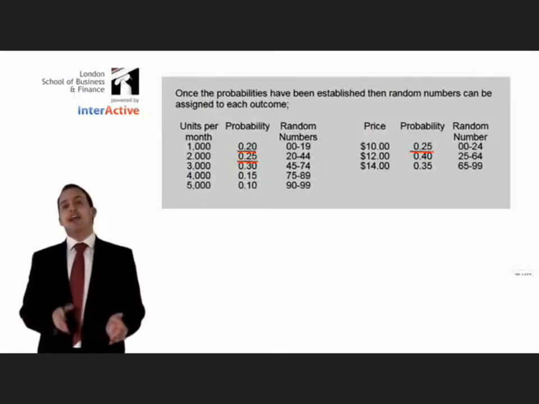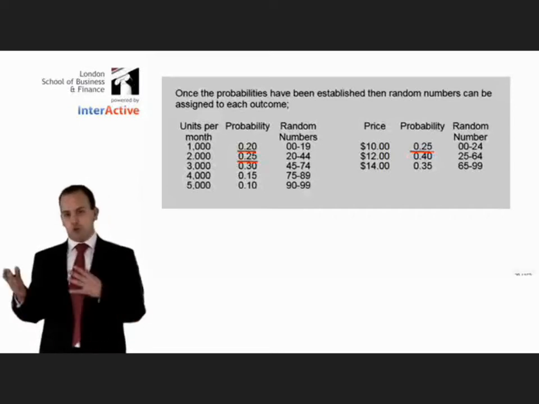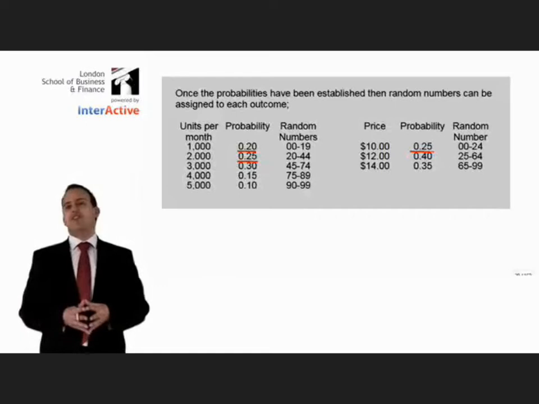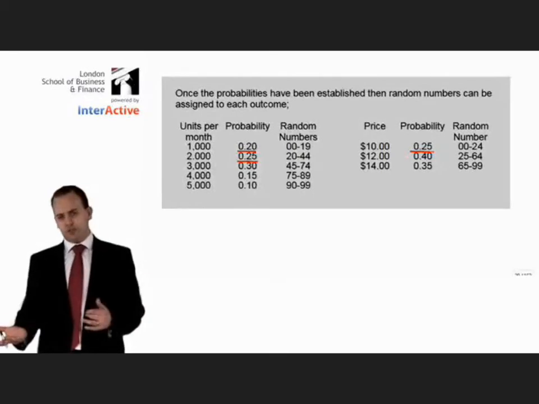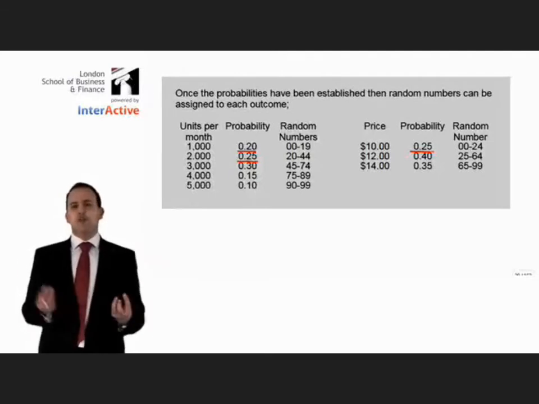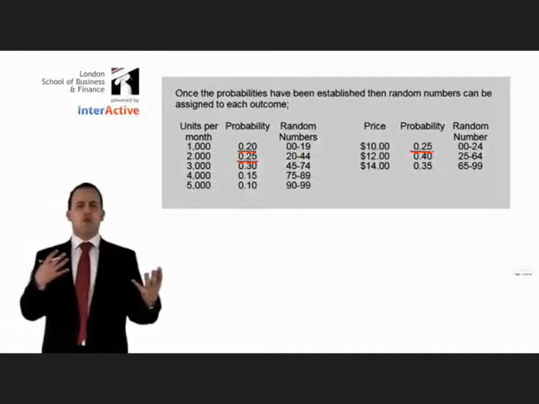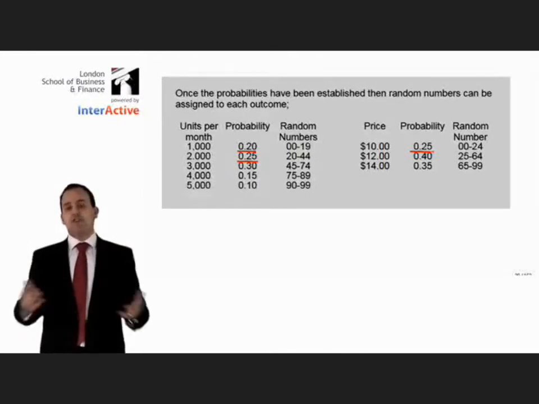So we're going to allocate the first 25% of all the numbers, which is number 0 all the way up to 24. Now this seems like a very bizarre process to do. Why are we allocating these numbers to it? Well, what we're trying to demonstrate is the fact that the units are going to be independent to the price. We don't know which combinations we're going to get. All we then need to do is generate random numbers.